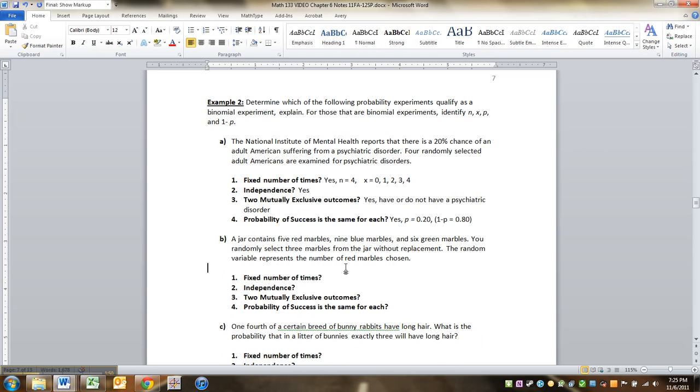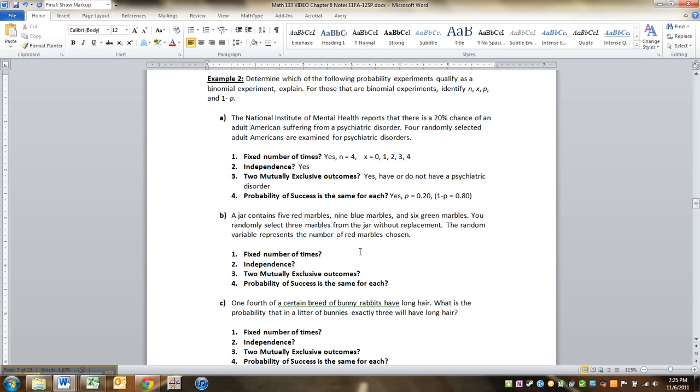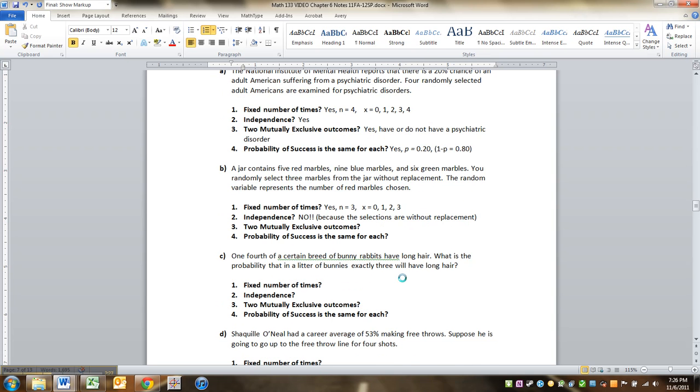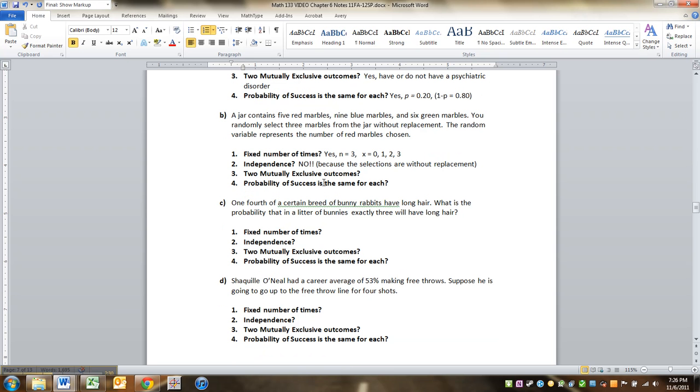All right, what about a jar? It contains 5 red marbles, 9 blue marbles, and 6 green marbles. You randomly select 3 marbles from the jar without replacing them. Okay, so is it a fixed number of times? Sure. N equals 3. And you could have X equals 0 red marbles, 1 red marble, 2 red marbles, 3 red marbles. Are they independent? No. And then we're done. It's because the selections are without replacement. If that's the case, then every time you select a marble, you're fundamentally changing what's left in the jar, and therefore the probabilities are changing all the time, and it's not independent. Done. So big fat no on that one.